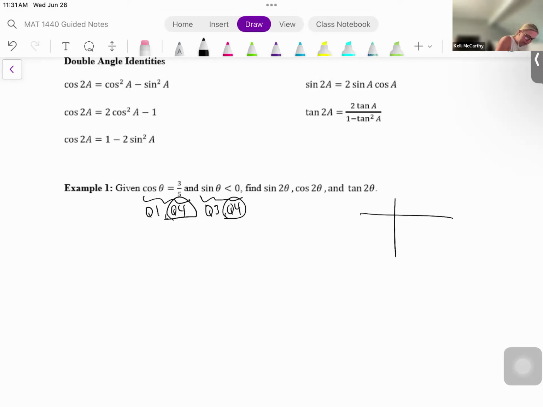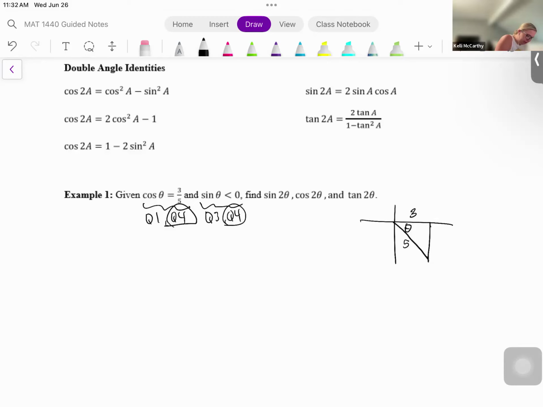And we can start setting up a triangle to show theta. Here's theta. Cosine of theta was 3/5, so the adjacent side is 3. The hypotenuse is 5. That 3 is going to be positive because, again, cosine is positive, and x is positive in the fourth quadrant. Find sine of 2 theta, cosine of 2 theta, and tangent of 2 theta. So let's start with just sine of 2 theta, setting up our formula. Sine of 2 theta is going to be 2 sine theta times cosine of theta.